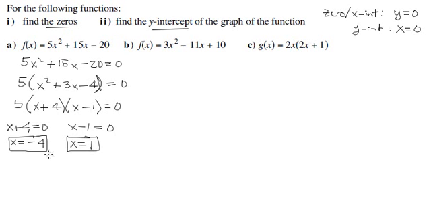Good news, the y-intercept is easier. To find the y-intercept, you plug in x equals 0. So for this thing, you would do 5 times x squared plus 15 times x minus 20. That term is 0, it just drops out. This term is 0, it just drops out. The y-intercept is negative 20.